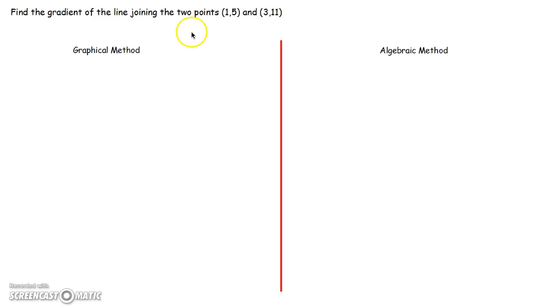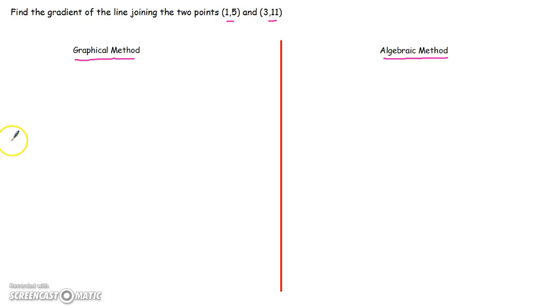Alright, let's recap how we go about finding the gradient of a line joining 2 points. You can either use a graphical method, or I'm going to also show you an algebraic method. So let's have a look at the graphical method. We want the gradient joining these 2 points.